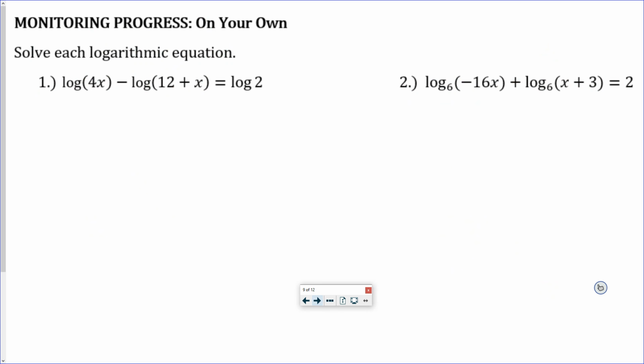All right, you guys try these two, and then we just have a couple word problems. Condense first. Condense first. You got it.